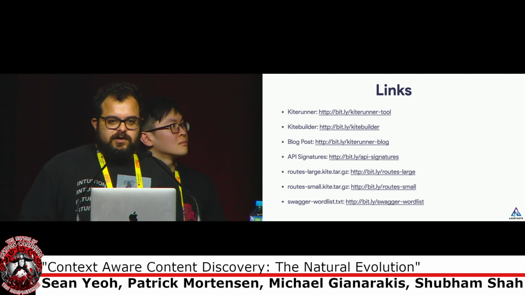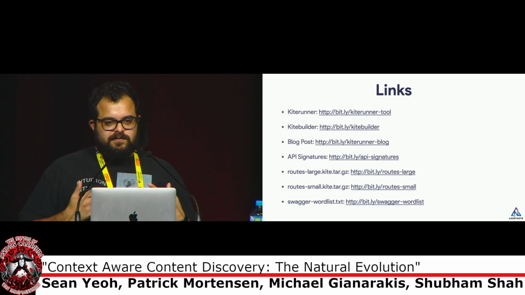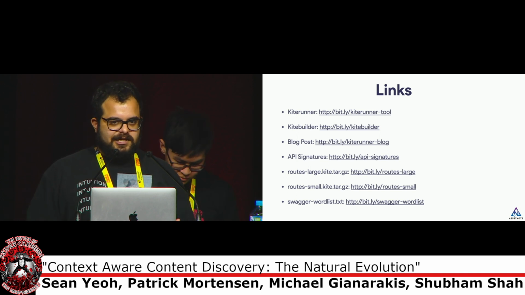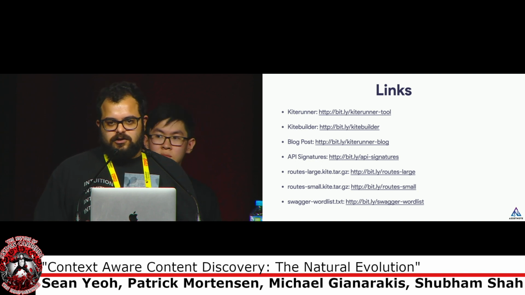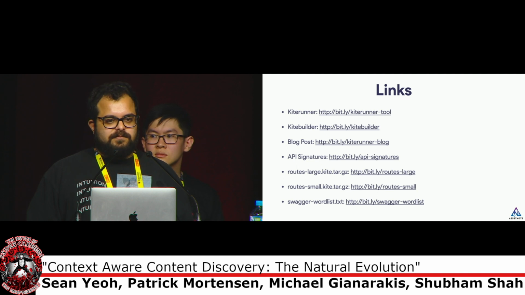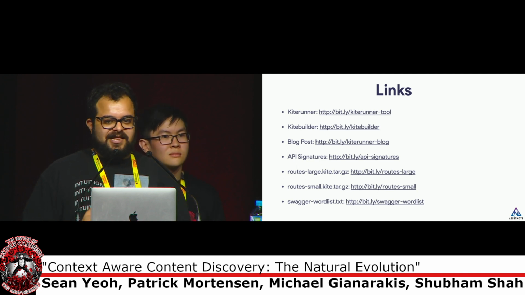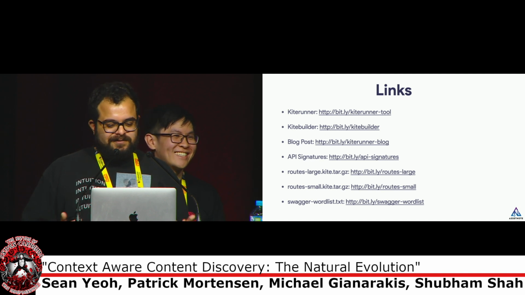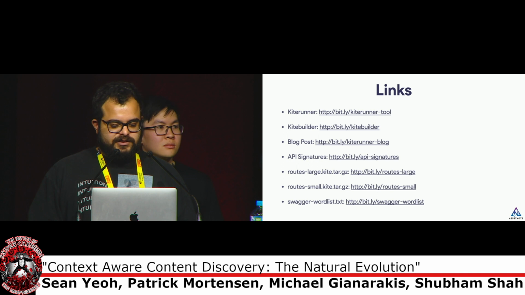The other thing that I want to quickly note is all of the data that we've collected in this process, we've also made it available as a regular word list that you can use with your favorite content discovery tool. There's nothing locking you into using Kiterunner. It's just a tool that I'm sure Sean would love people to use because he spent the last 2 months on it. But for the most part, you can use any tool you want with the data set we've created. So swagger-wordlist.txt is something you can use with FFuf or whatever else you want to use.